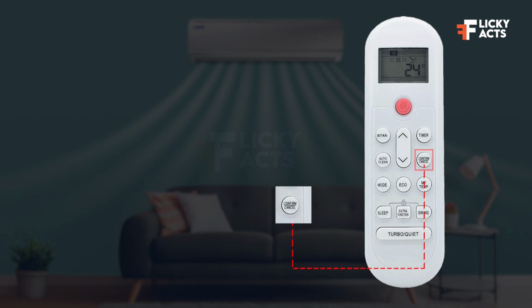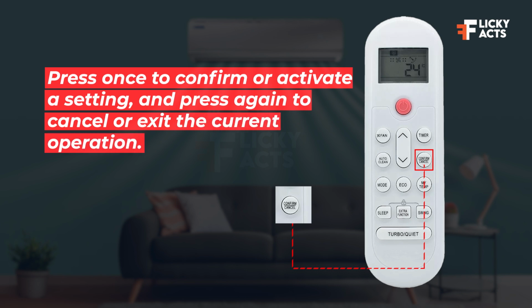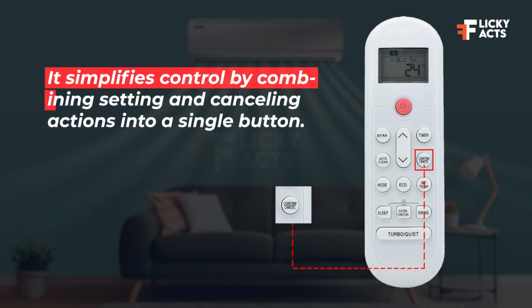Set and Cancel button. Press once to confirm or activate a setting, and press again to cancel or exit the current operation. It simplifies control by combining setting and canceling actions into a single button.